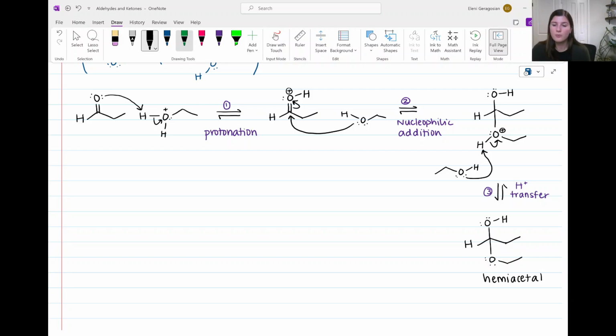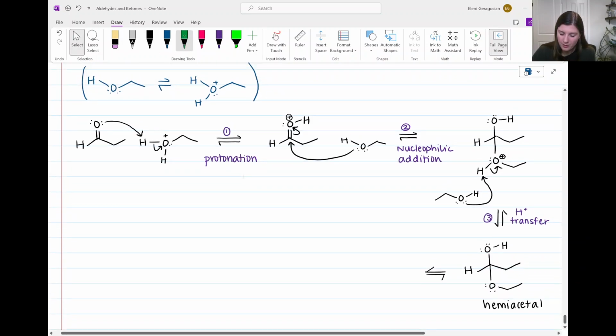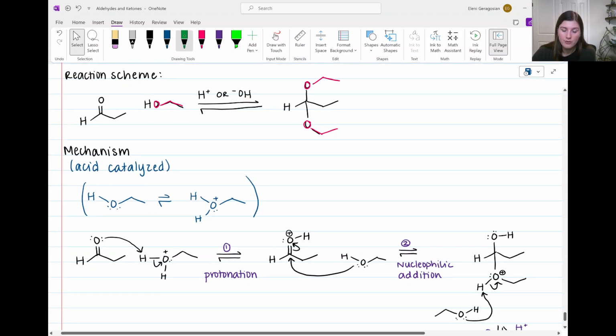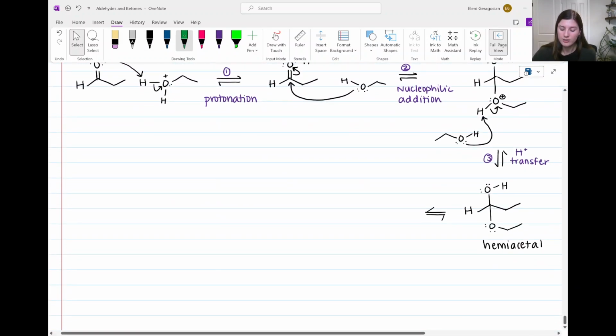So in the reaction to form an acetal, the hemiacetal is an intermediate. But this reaction will continue. So our next step, now you remember what our final product should look like: we should have 2 alkoxy groups from the alcohol bonded to that carbonyl carbon. To achieve that, we have to lose the oxygen that originated from that carbonyl. So that carbonyl oxygen will actually leave the molecule.